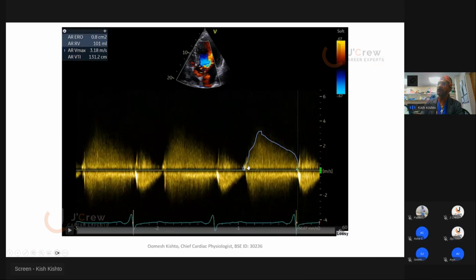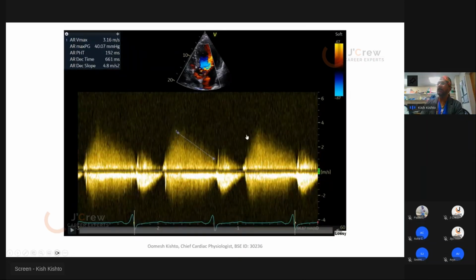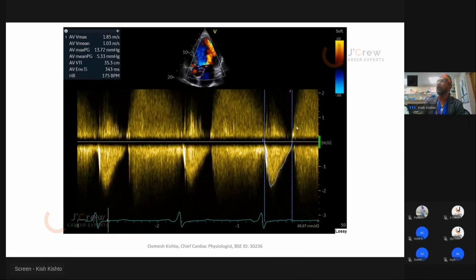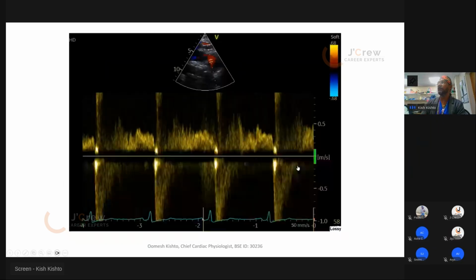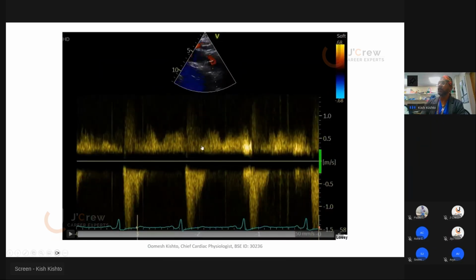Then now just the PISA trace, and then you get the AR regurgitant volume of 101, which is quite large. Okay, and then the pressure half time, which is 192. Again, that's significant. The steeper it is, the more significant it is. And then you do your AV as usual, and all the other measurements.